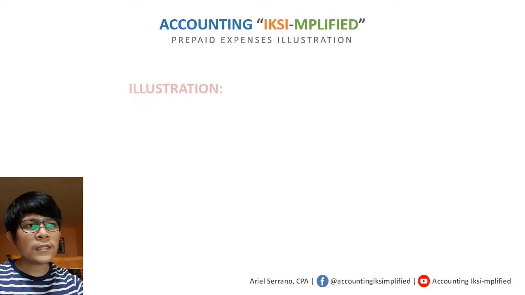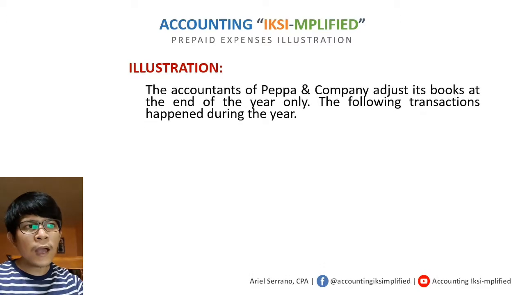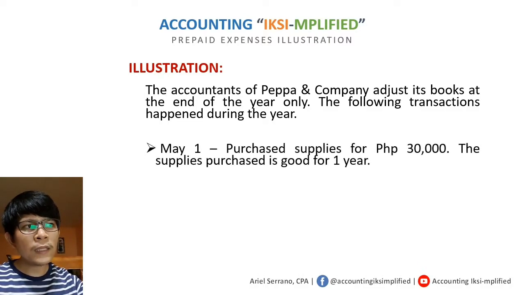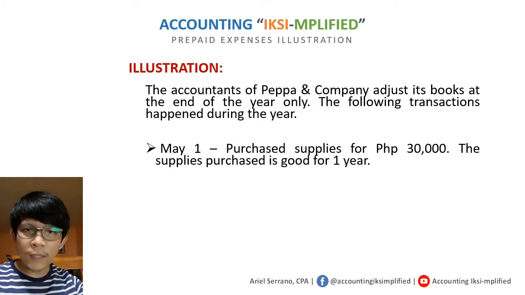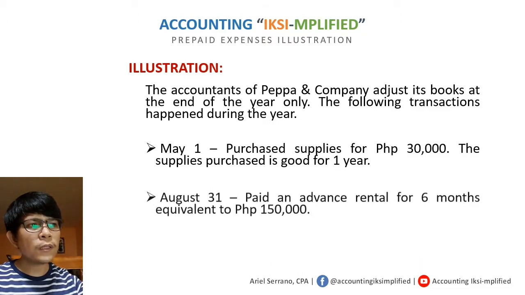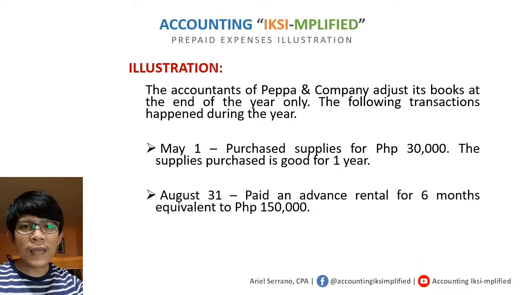Okay, now take for instance, I have the following illustration. The accountants of Pepa and Company adjust its books at the end of the year only. So every end of the year lang siya nag-a-adjusting entry. Ito yung mga transactions na nangyari during the year. We have 3. On May 1, bumili ng supplies sa halagang 30,000 at yung supplies na yon good for 1 year. Noong August 31 naman, nagbayad ng renta, advance rental for 6 months sa halagang 150,000.